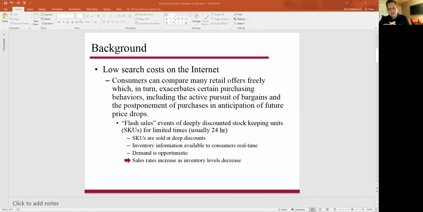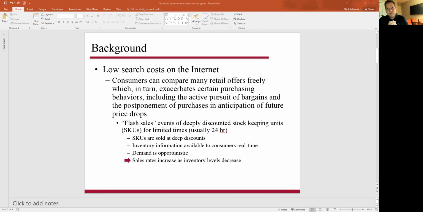So as a way to counteract these behaviors, in many cases, online retailers have offered over the years what's called flash sales. These are events where they sell deeply discounted stock keeping units, SKUs, for very limited times, usually 24 hours, usually just a few hours, during which they make available to consumers real-time information on every SKU's inventory level available for purchase. And so the goal for retailers is to induce consumers not to miss out on these events by showing them how fast inventory is decreasing as demand for these products materializes.